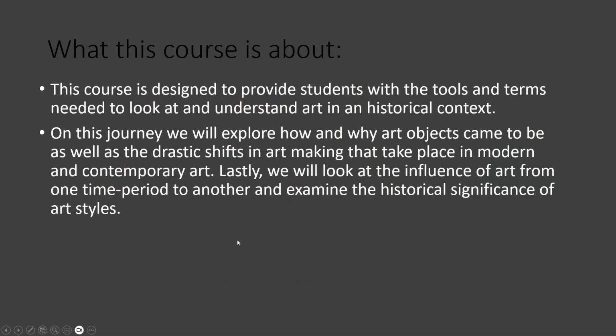The course is designed to provide you with the tools and terms needed to look at and understand art in a historical context. On this journey, we'll explore how and why art objects came to be, as well as the drastic shifts in art making that take place in modern and contemporary art. Lastly, we're going to look at the influence of art from one time period to another and examine the historical significance of art styles. Artists are constantly looking back and either being influenced by or breaking away from the things that came before them.